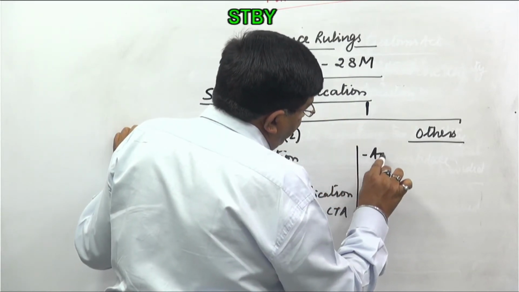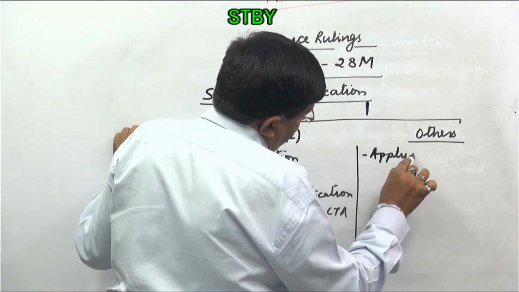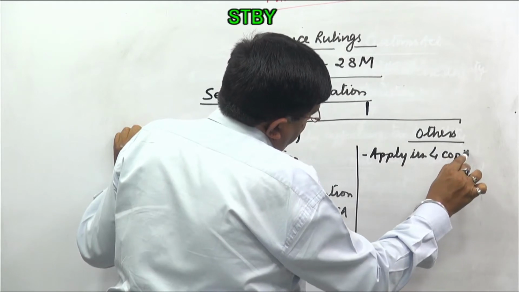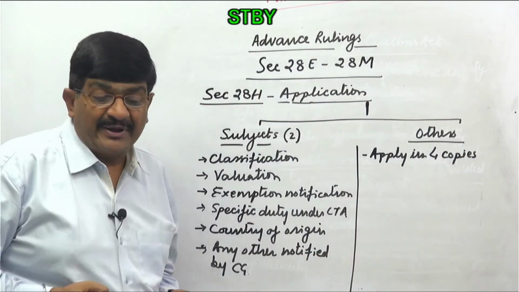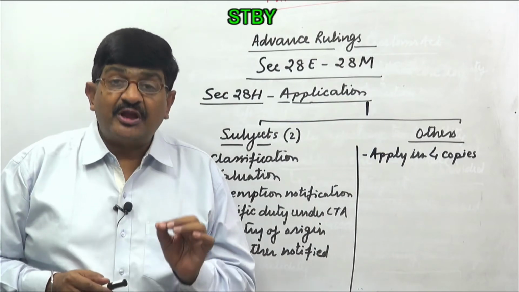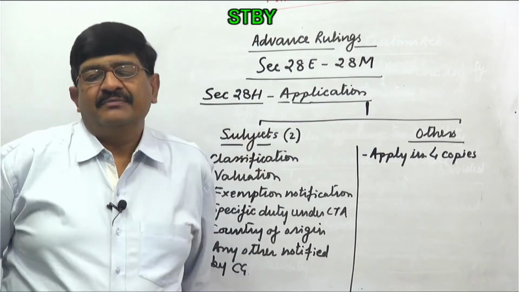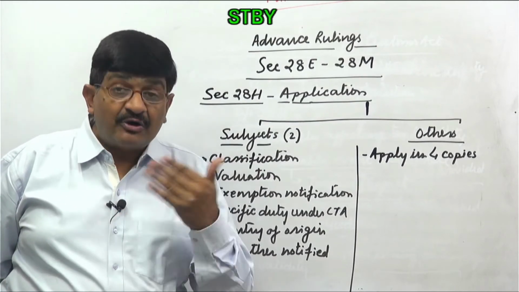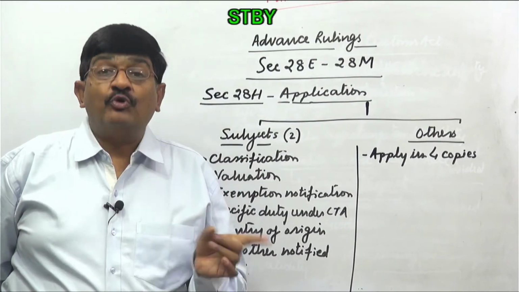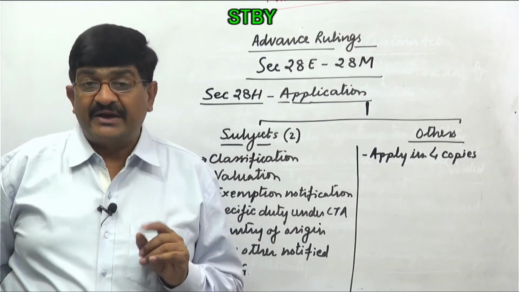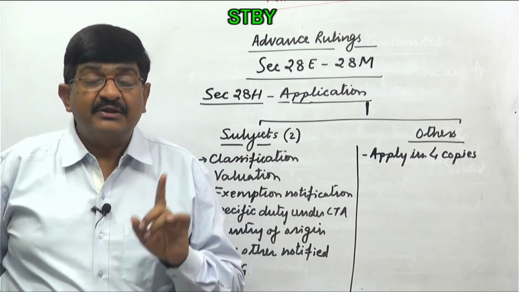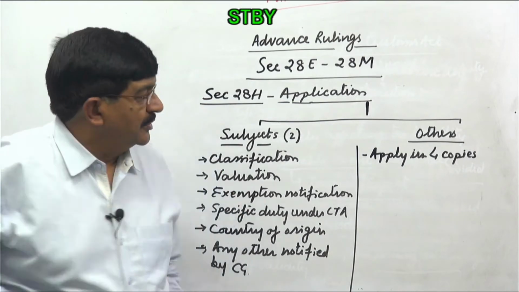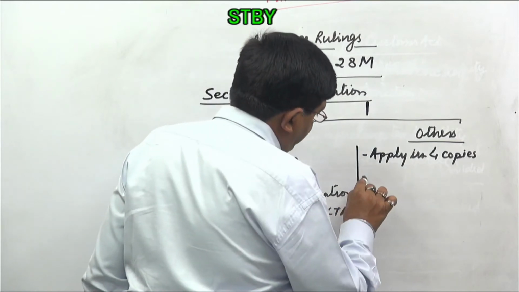apply in 4 copies. And once application is made, application can be withdrawn within 30 days. Because once it is withdrawn, then there is no concept of surrender of the advance ruling. Only thing possible, go for appeal. Right? No question of surrender. Therefore, first 30 days, literally, there is not going to be any action on the application. So, withdrawal within 30 days.